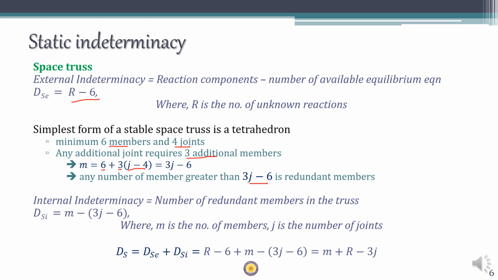Okay. Now calculating the total indeterminacy, ds is equal to r minus 6 plus m minus (3j minus 6), which is equal to m plus r minus 3j. Please note, earlier for plane trusses, ds was equal to m plus r minus 2j. Here it is m plus r minus 3j.